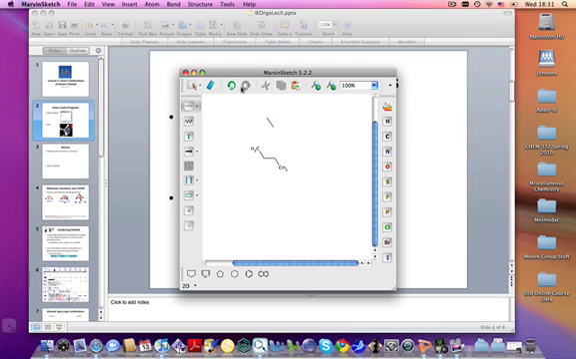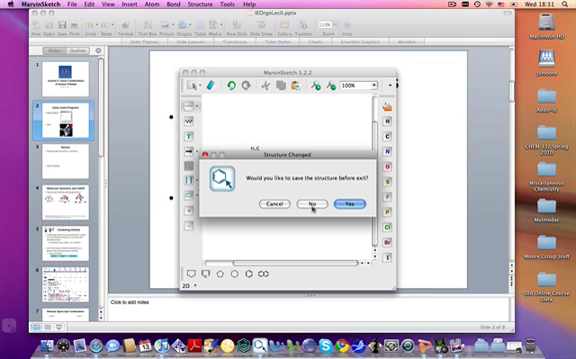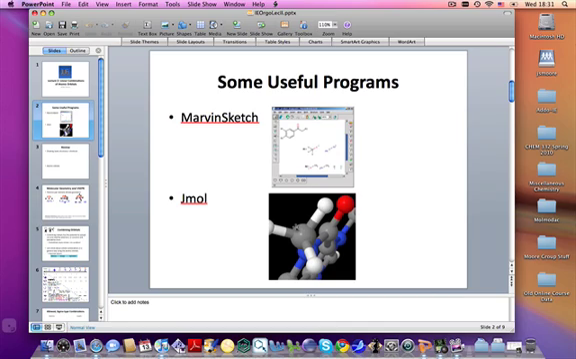And then to look at stuff in 3D, JMOL is a great program. I won't demo JMOL for now in the interest of time, but you can load structures into JMOL and rotate them and translate them in 3 dimensions to really get a good idea of molecular structure. So using those, perhaps even as you follow along with the lectures, may come in handy.